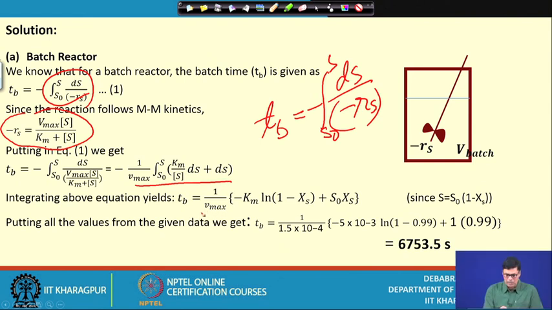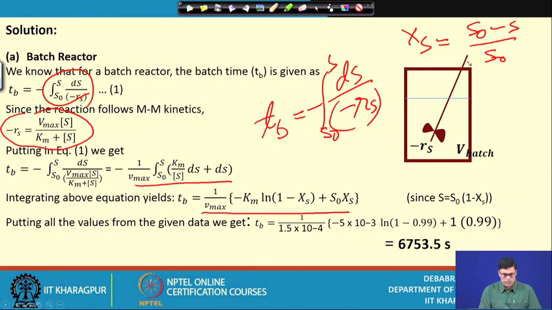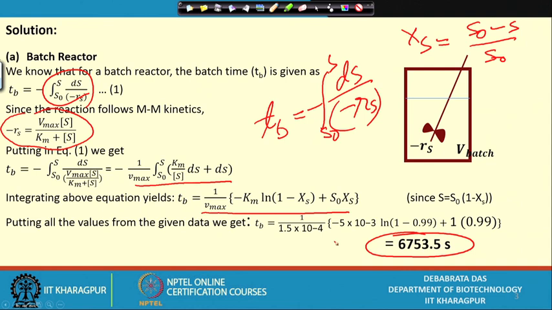Now, this can be converted into this form. This is X_S. What is X_S? X_S equal to S0 minus S by S0. If you put this value, you will find the time required for this batch process is coming to about 600,753.5 seconds.